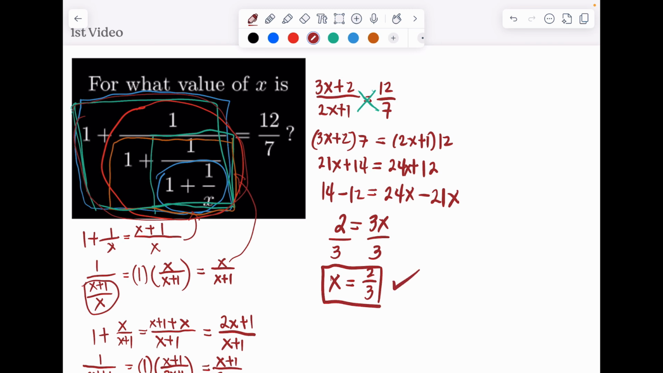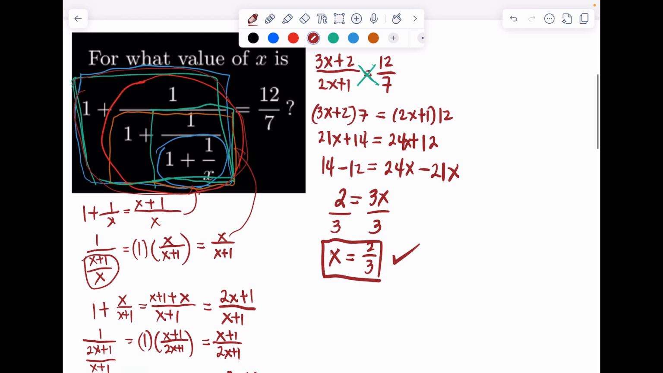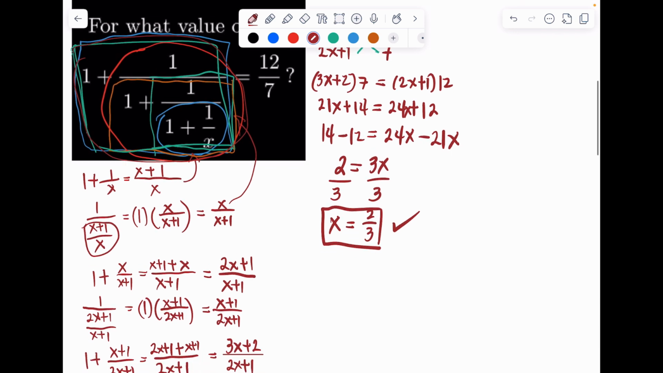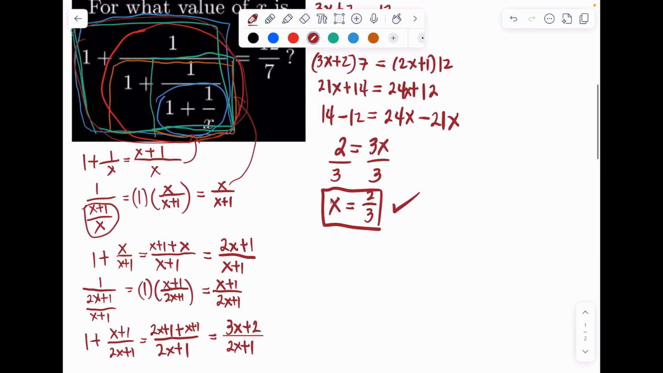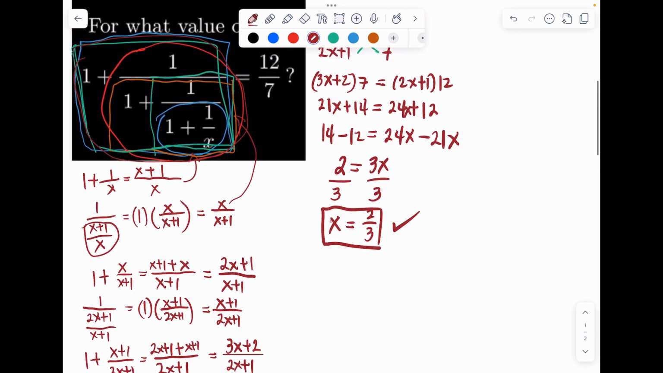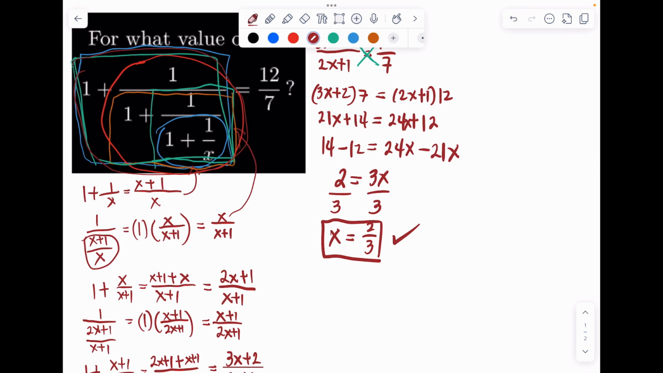Okay. And basically, this is how we usually do complex fractions. But I'll show you one method that we can do that's going to be a little bit different, and it requires you to understand fractions a little bit more.